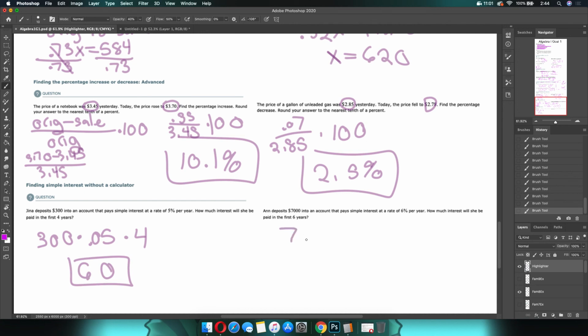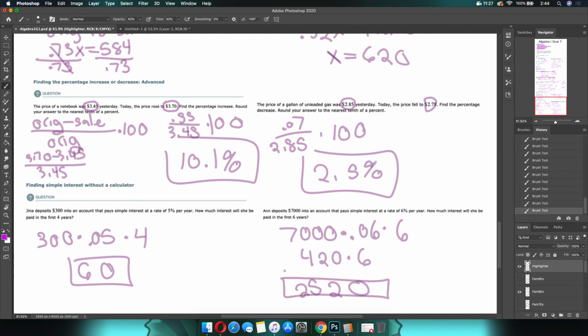Then we have 7,000 times 0.06 times 6 years. So 6 is 30. That's a little bit outside my comfort zone. So moving over, so 70 times 6 is 420 times 6. What's 420 times 6? 2520. There we go.